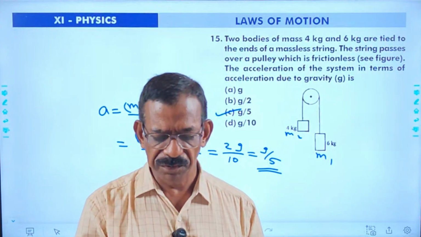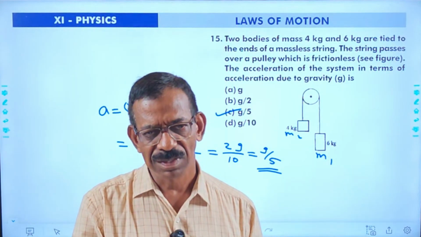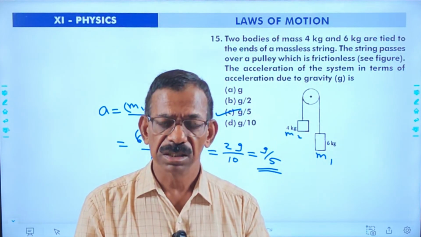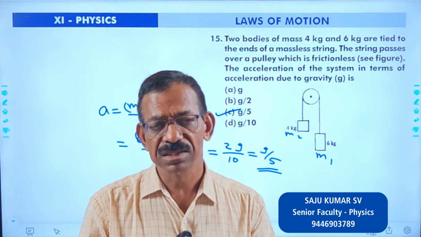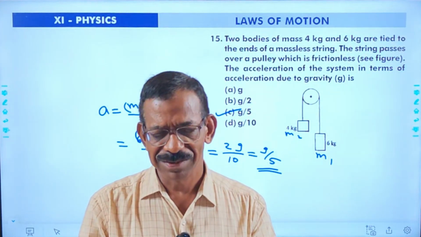Here we have discussed 15 questions related to the chapter laws of motion. There may be a lot of questions related to this. You can do a lot of problems and trials based on this type of questions so that you can score well in the entrance examinations. Okay, thank you.